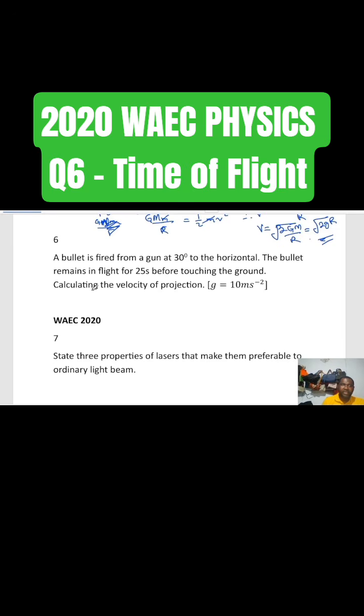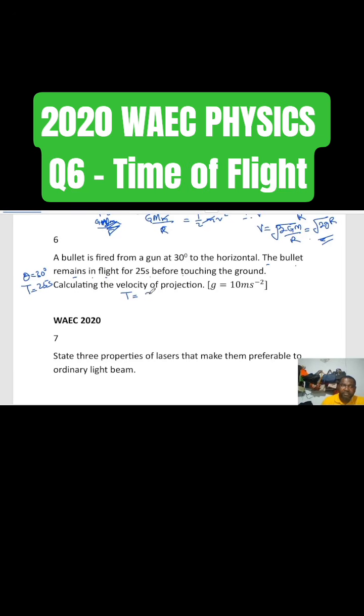We are given the angle here to be 30 degrees. That's the angle of projection. And we are given the time of flight to be 25 seconds because it says the bullet remains in flight for 25 seconds before touching the ground. So that's the time it takes to cover the whole distance. Very important. So in that case, I'm going to bring out the formula for time of flight.